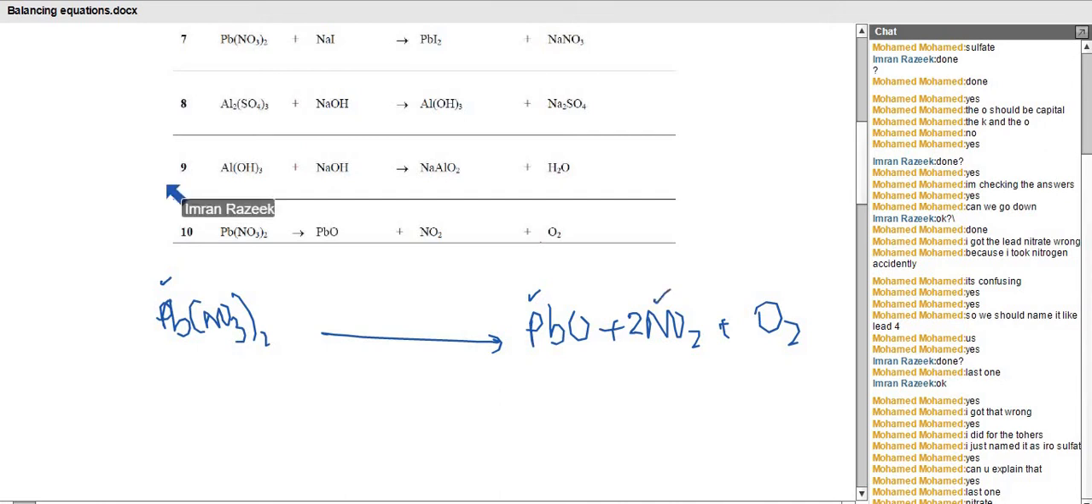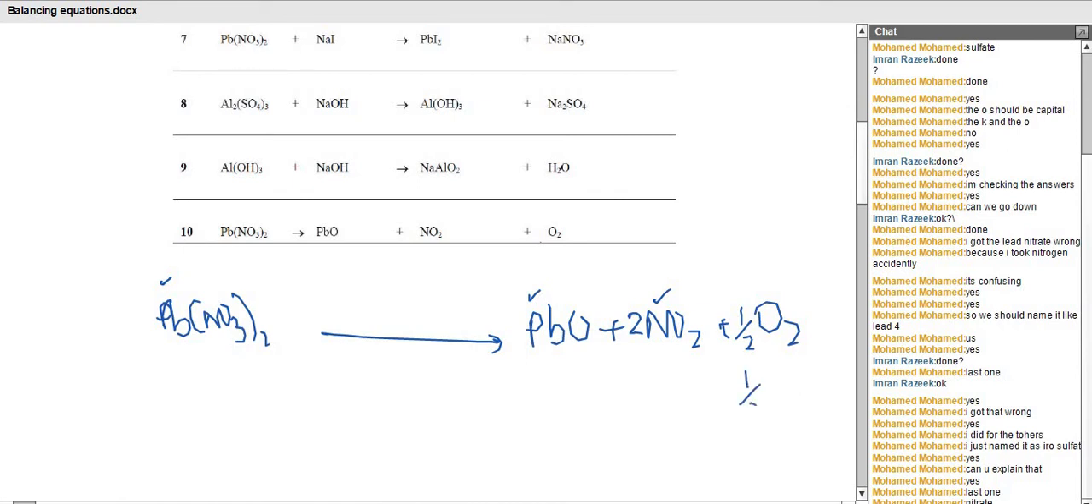And as for the oxygen, there are 6 oxygens here on the reactant side. 3 × 2 = 6. This 2 belongs to both nitrogen and oxygen. So 6 oxygens. Look at the product side. 1, 2 × 2, 4. So 4 plus 1 is 5, 6, 7. There's extra oxygen here. To get rid of that extra oxygen, you can put half in front of oxygen. You are allowed to put fractions, but not decimals. You can't put 0.5 or 6.5, no. You can put half or 13 over 2, not 6.5.